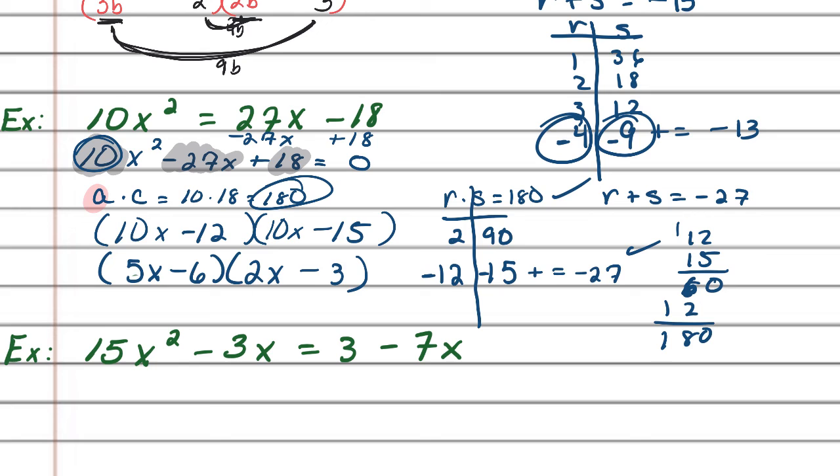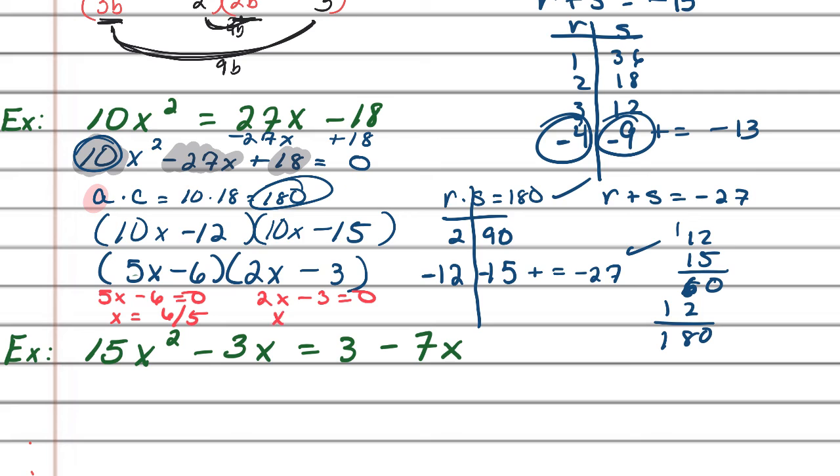5x times 2x is 10x squared. I still use the one in blue here. Negative 6 times negative 3 is positive 18. Outside product, negative 15. Inside product, negative 12. And those two add up to negative 27. So there's my factorization, and I'd forgotten in all my haste to solve my equations in the previous example. So I'm going to solve this, and then I'll go back and solve the other one.